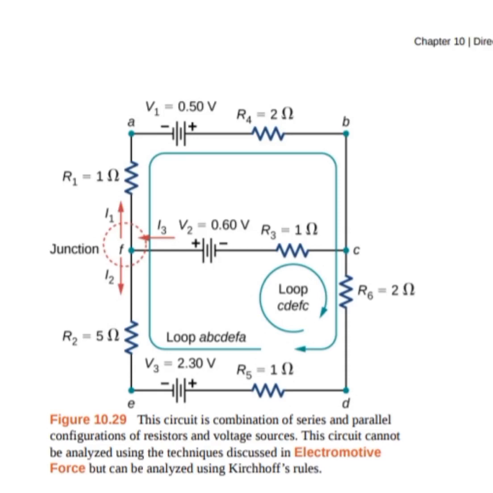From example 10.6, calculating current by using Kirchhoff's rules. Find the current flowing in the circuit in figure 10.29. Below figure 10.29, this circuit is a combination of series and parallel configurations of resistors and voltage sources. This circuit cannot be analyzed using the techniques discussed in electromotive force but can be analyzed using Kirchhoff's rules.